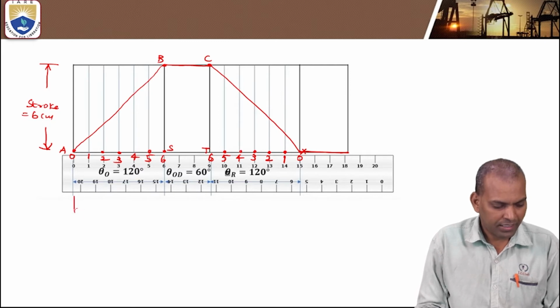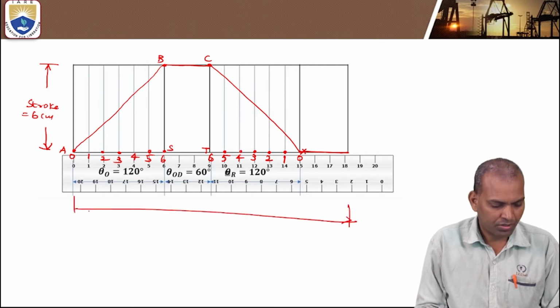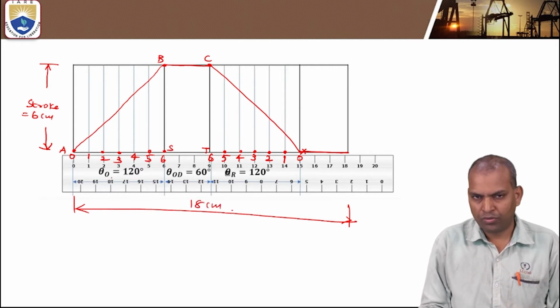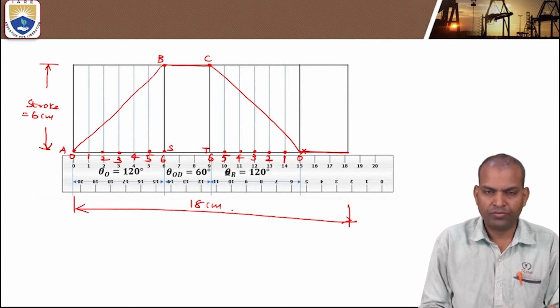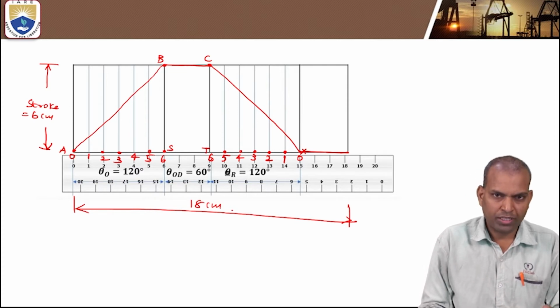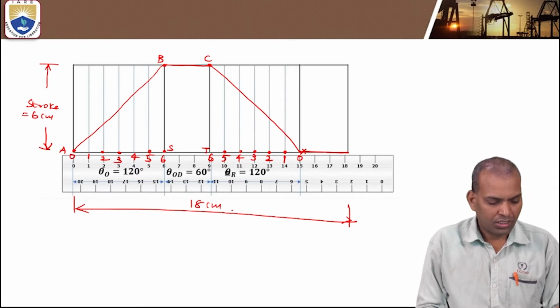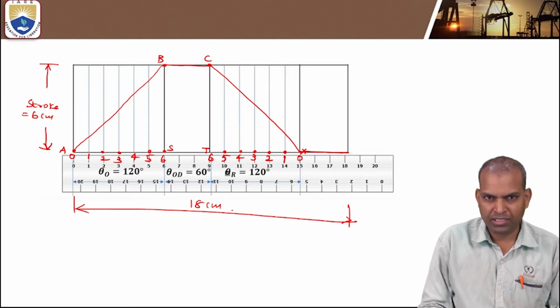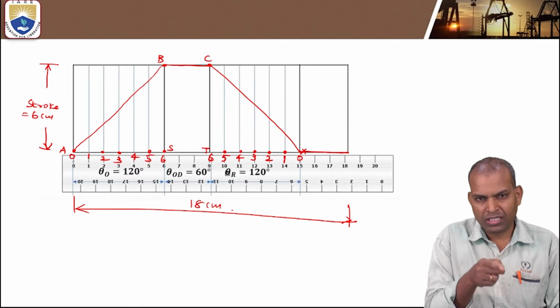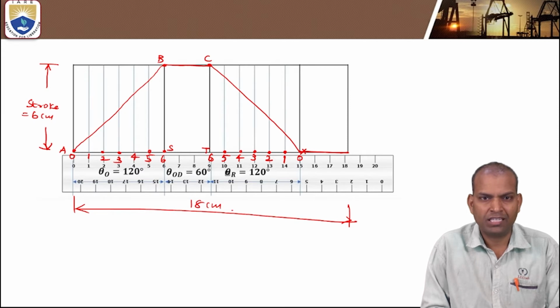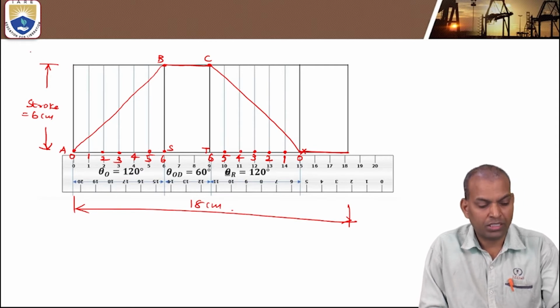And what is on axis X? The total distance on axis X is how much? It is 18 centimeters. In that, 6 centimeters goes to the outward stroke, 3 to the dwell during outward stroke, then the return stroke, and again the dwell during return. So this axis X represents the cam rotation. The angular displacement is converted into a linear scale, which we have drawn on axis X. Axis Y denotes the lift of the follower, the stroke of the follower, that is 6 centimeters.